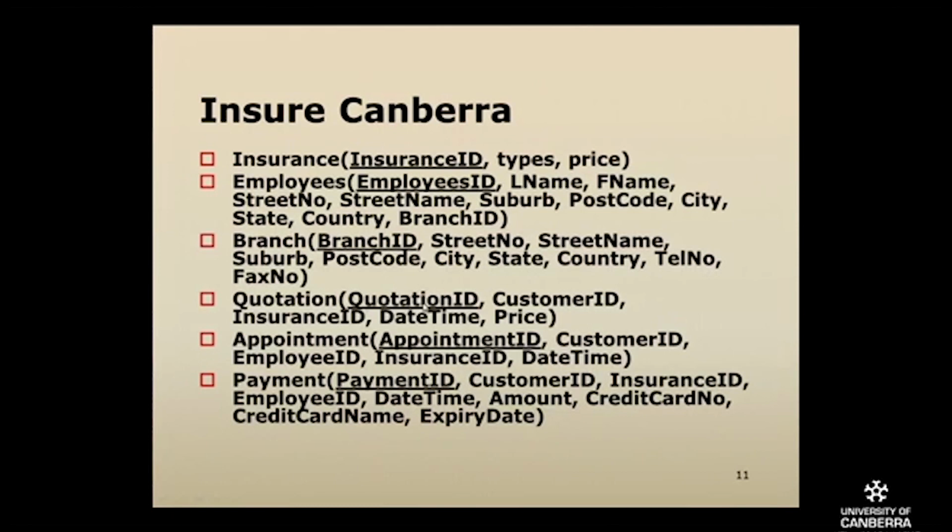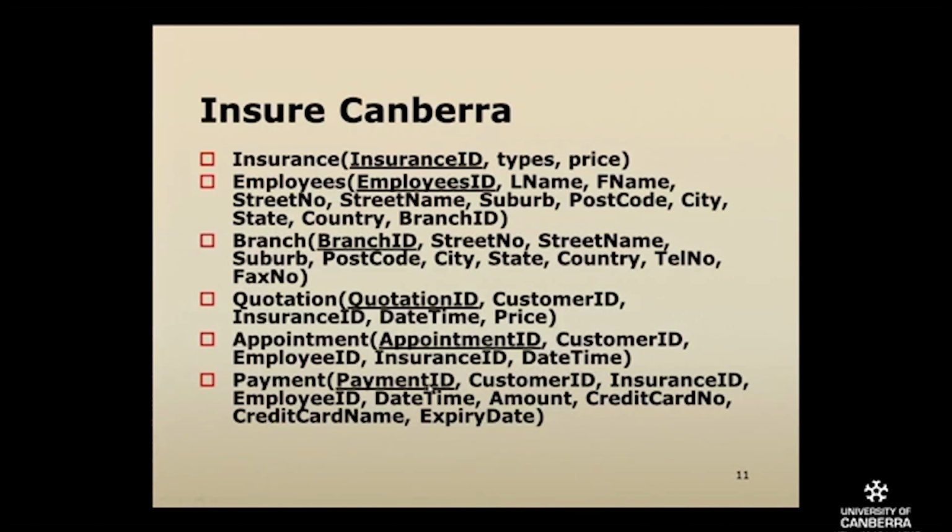Quotation ID. For which customer is this quotation? Because if I know the customer ID, from the customer ID I can go to the customer table. That doesn't appear here, it's probably on the next page. And then I will know which insurance they have taken. The insurance ID, I can find out the insurance, date and time of the quotation, the price that was given. Appointment ID, customer ID, employee ID, insurance ID, date. So the appointment ID is the primary key. Which customer made an appointment with which staff, for which insurance, what was the time and date.